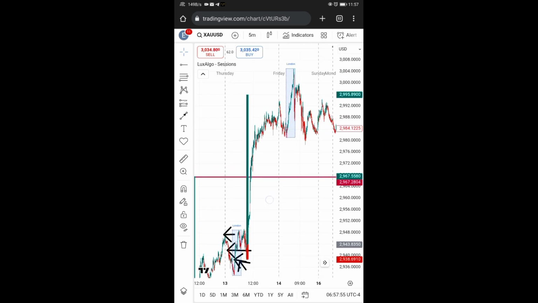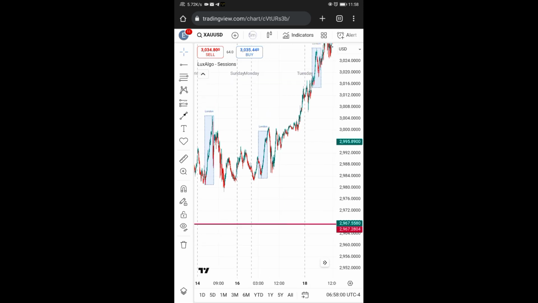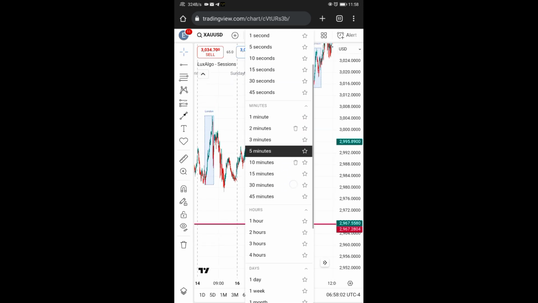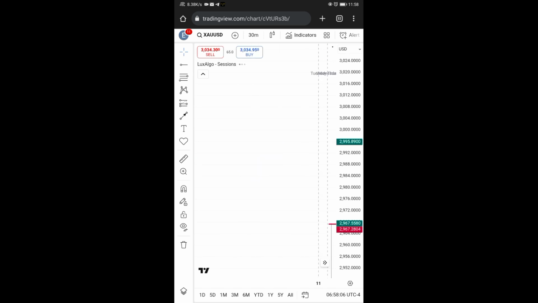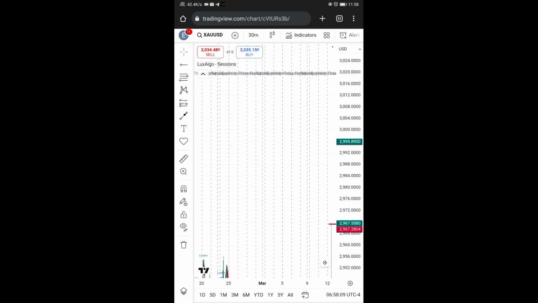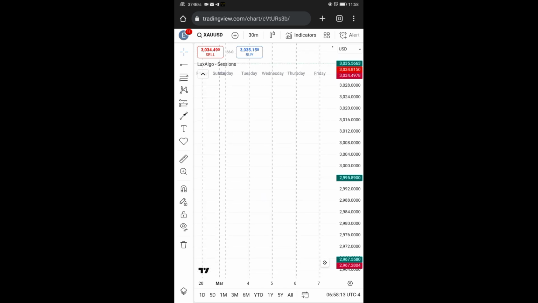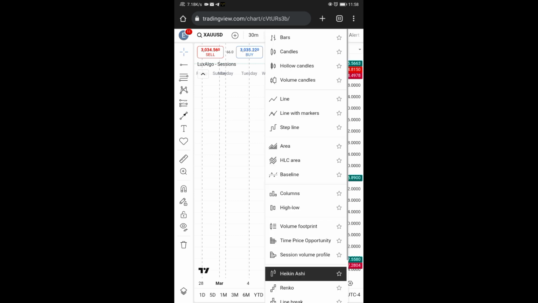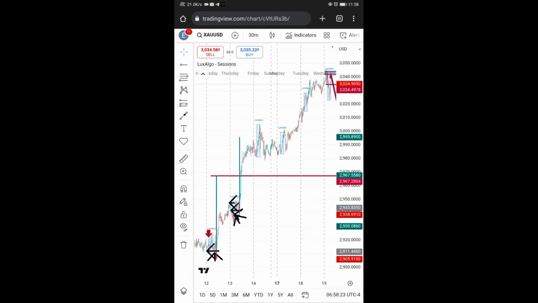So we can still look into our 30 minutes chart and look for an entry again. So let us go to our 30 minutes. Note our H4 is bullish, so anything we are doing on our 30 minutes, we are still going to take a bullish trade. So let us turn our chart to our normal candle and see if we've gotten any other opportunity again.